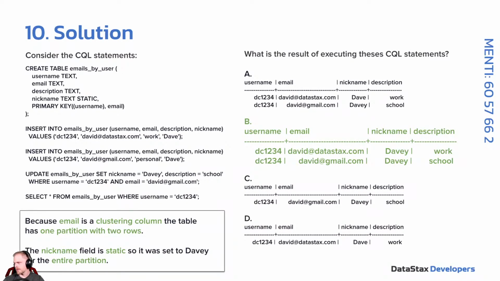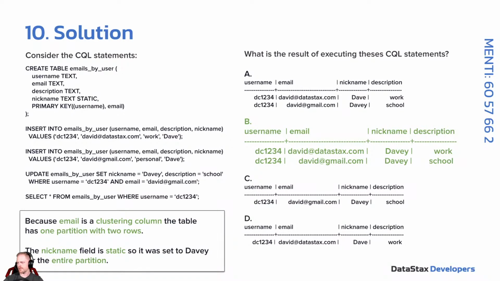If we look at this table definition, we have username, email, description, nickname, and the primary key is username, email. The partition key is username. That puts it all together. I have two inserts, an update, and a select. Right away, I look at the two inserts, and they both insert the same username, DC1234, with different email addresses, david@datastacks.com and david@gmail.com, different descriptions, work and personal, and the same nickname, Dave.